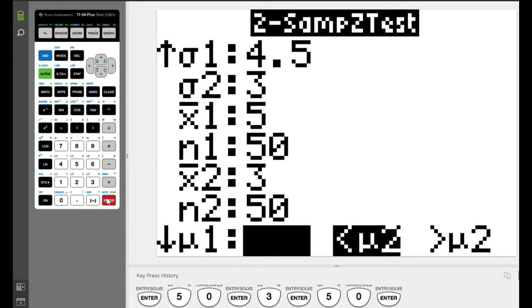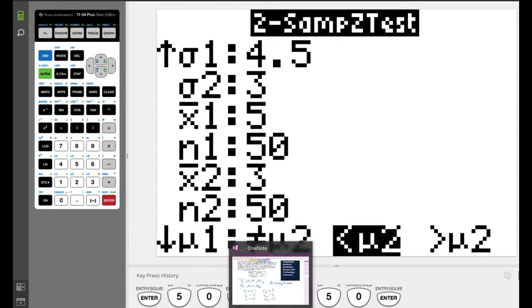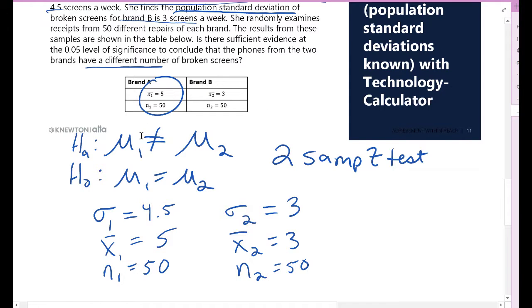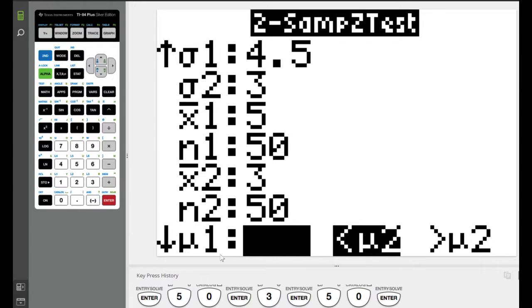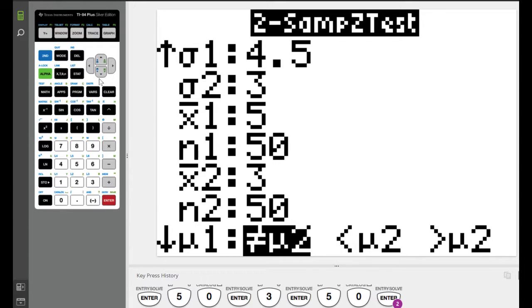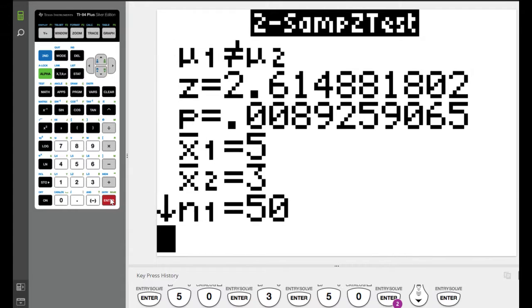Okay. Hey, at the bottom, it's our good old friend. What tail test do we do? Is this a two-tail, left tail, or right tail test? This is a two-tailed test. So we select the not equals option. Okay, we go down to calculate. And we are looking for our p-value. Okay, if you're asked to calculate the test statistic, it would be the 2.615. But our p-value to 3 decimal places is 0.009.